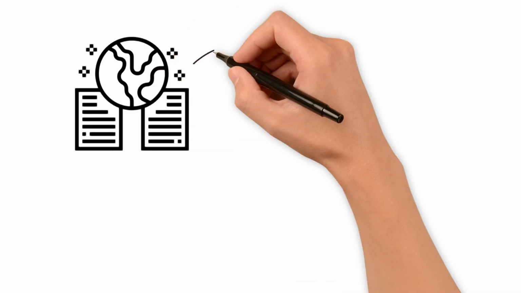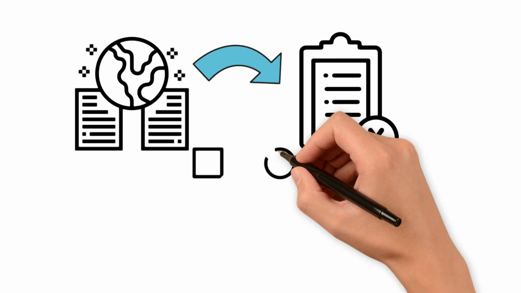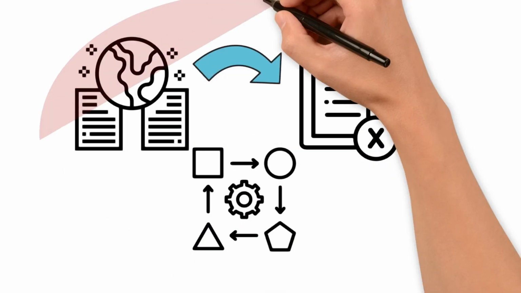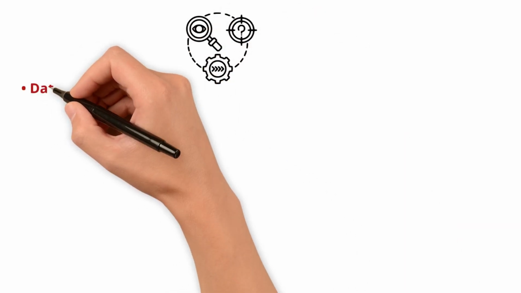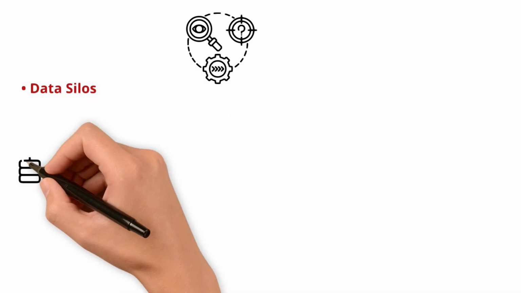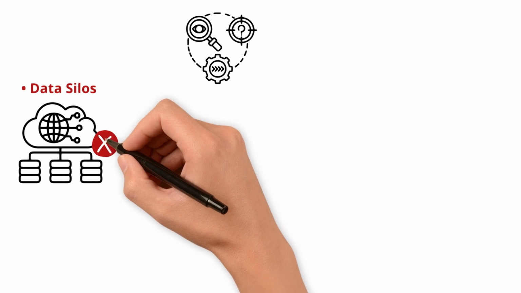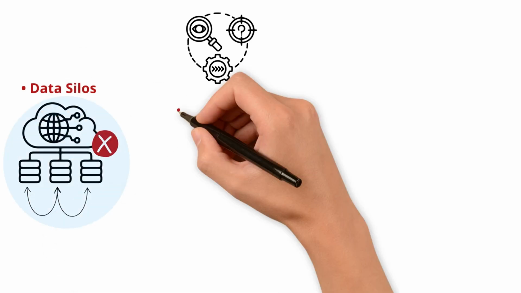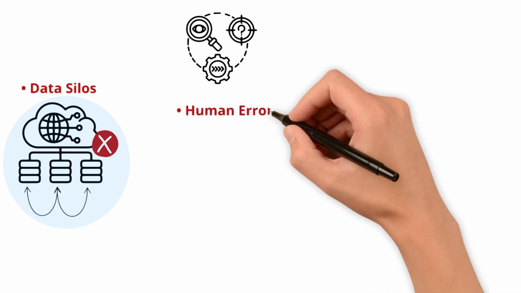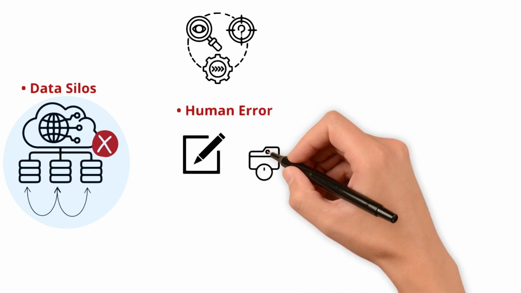Having duplicate data can also mess up important reports and even lead to problems with creating software that relies on that data. But what are the root causes for the duplicate data? Data silos. When information is stored in separate systems that don't communicate well, the same data can be entered multiple times. Next, human error. Simple typos or mistakes during data entry can create duplicates.